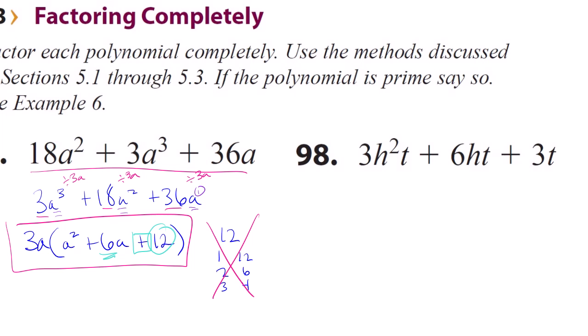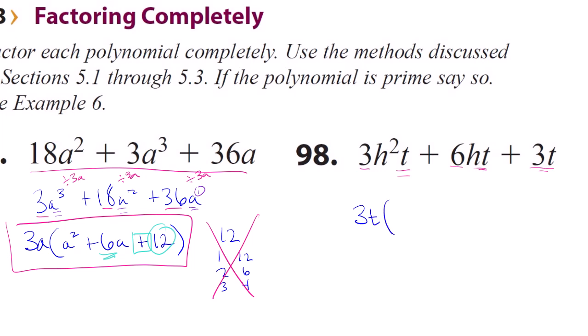All right, let's take a look at 98. So here, everything's in the right order in terms of the exponents and variables. But we do have a common factor, right? 3, 6, and 3, they have a common factor of 3. And then they also share a t, right? They all have a t in common. And they're all just t to the first power, so I'm just going to bring out t to the first.